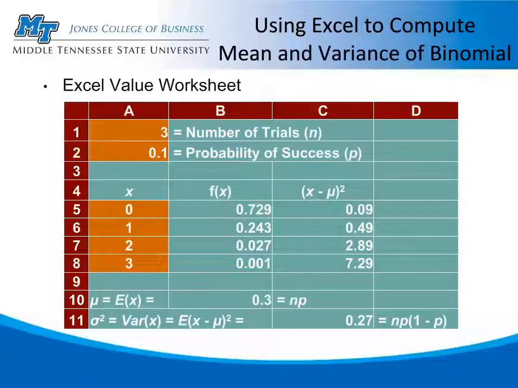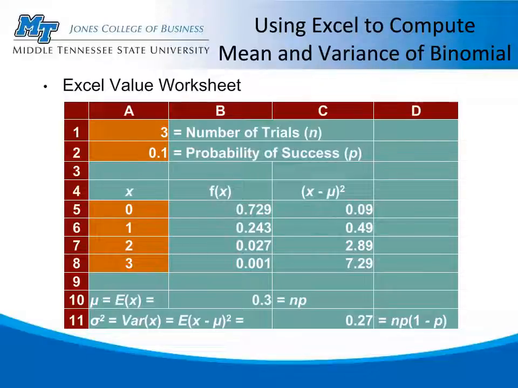This slide shows the calculation of the values of the mean and the variance by making use of the sum product functions. In B10, the sum product function was used to multiply the x values times the probability values. The x values are in column A and the probability values are in column B. So the 0 times the 0.729, the 1 times the 0.243, and so on. When you add all those products together, you get the 0.3 that's down in B10.